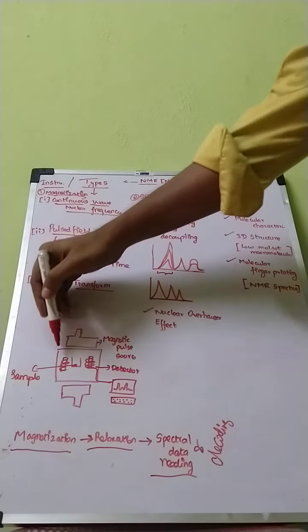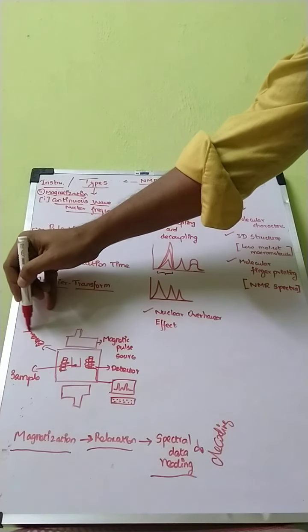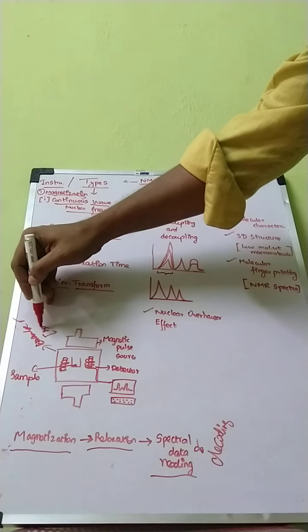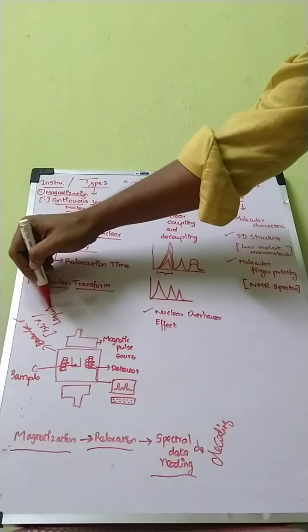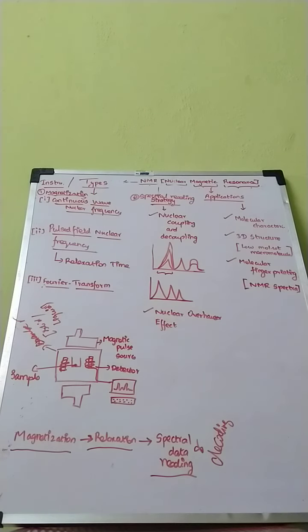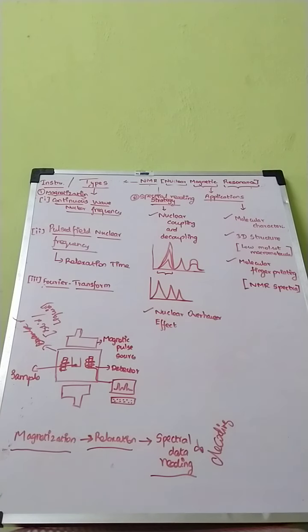One is your sample chamber, where you will be keeping the sample either in solid or liquid state. In case you are keeping the sample in solid state, that's what we call solid state NMR. If it is liquid in nature, that's what we call liquid state NMR. And this sample is subjected to magnetic pulse induction or stimulation through a magnet placed vertically to the sample chamber.